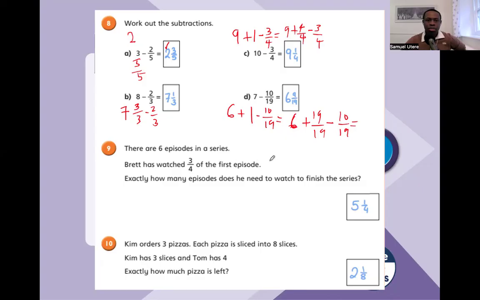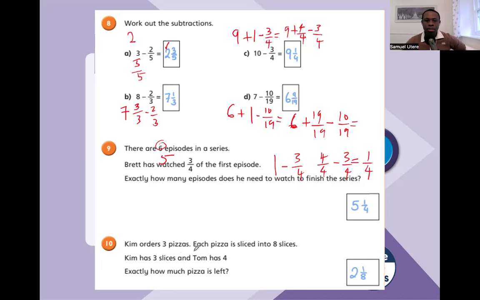So it means if she had just watched 3/4, we can simply say, well, 1 lot of that episode that she's watching, remember we still have 5 episodes left, will be 1 minus 3/4. Of course, remember this whole will take 4 parts because this denominator here is 4. So that's 4 over 4 minus 3/4. So it means we have 5 episodes and a quarter left because 4 minus 3 is 1.